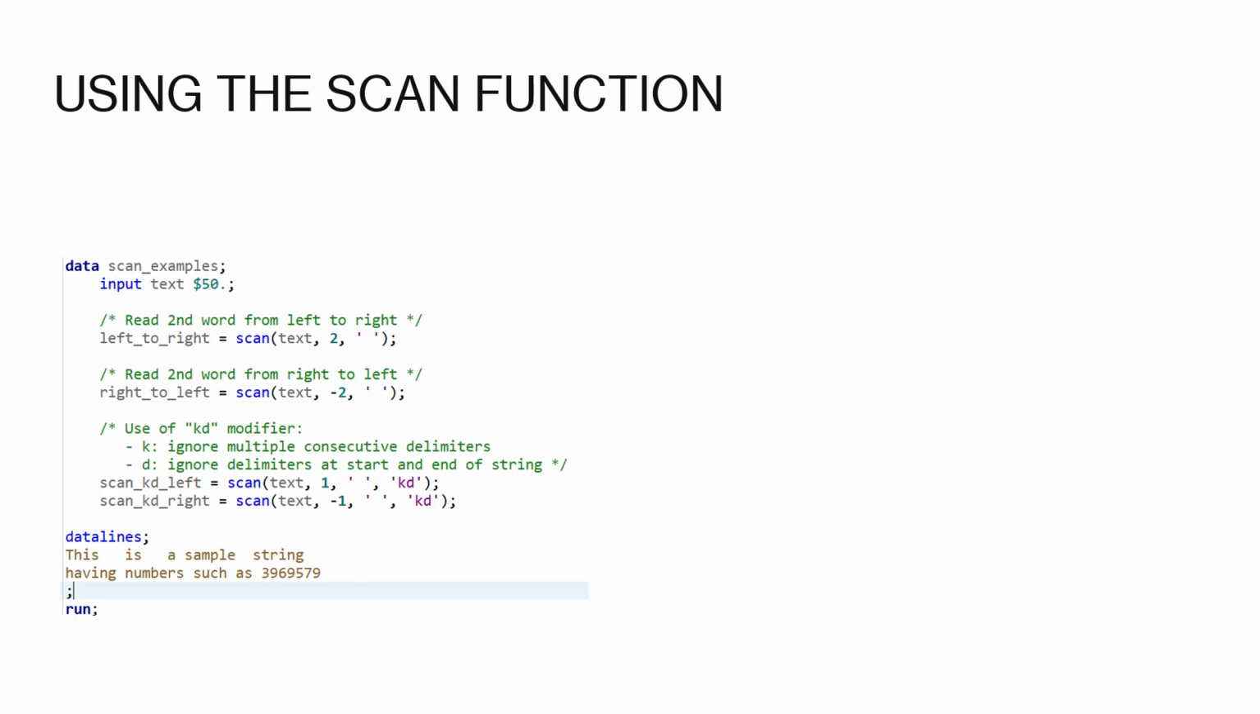Now let's break down how we are using the scan function. First, we are creating a variable by the name of left_to_right, and we are using the scan function. Then we are passing the variable from which we want to read the string, which is in this case the text variable, then the value which we want to extract, and the delimiter which is blank here. So we are extracting the second word from the left using this code. This code tells SAS to read the string from left to right using the space character as the delimiter and return the second word it encounters.